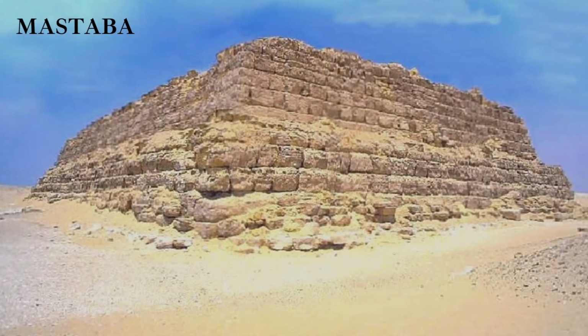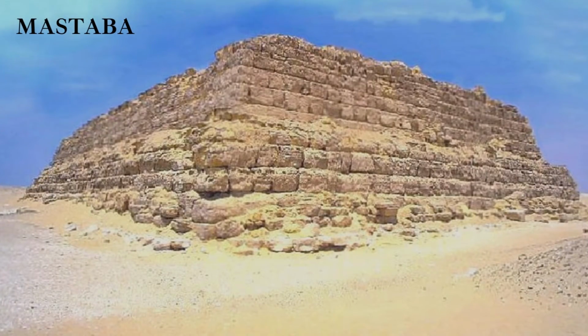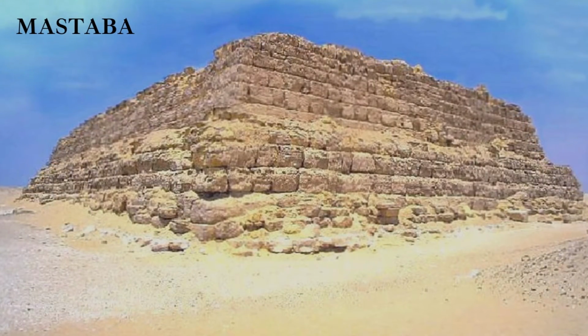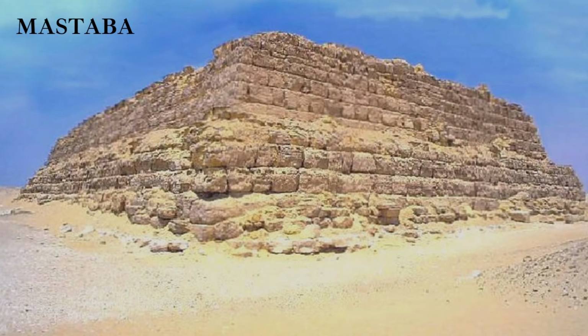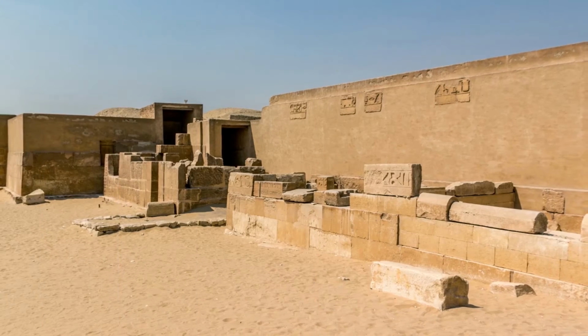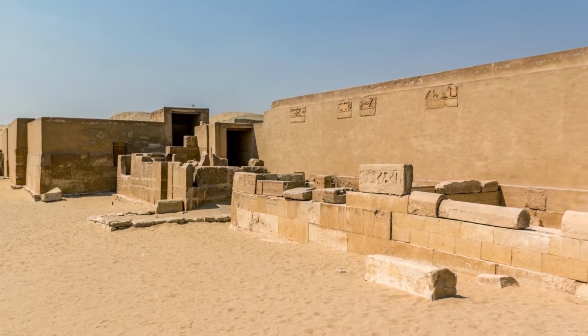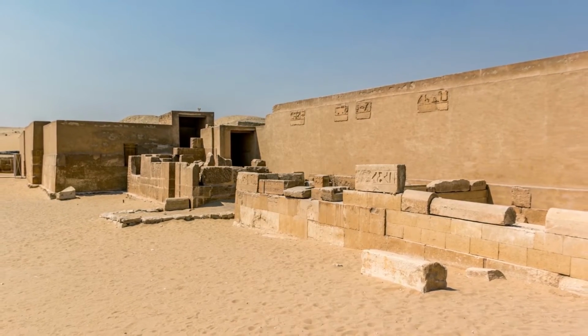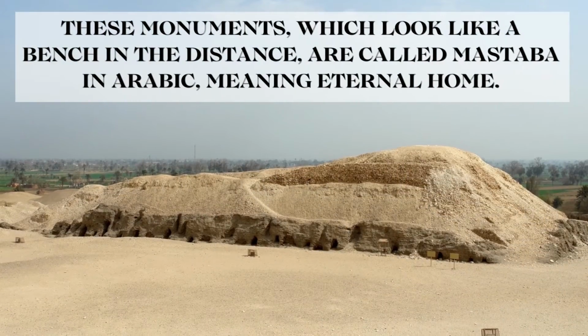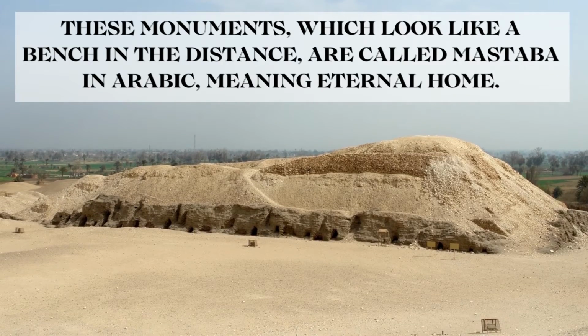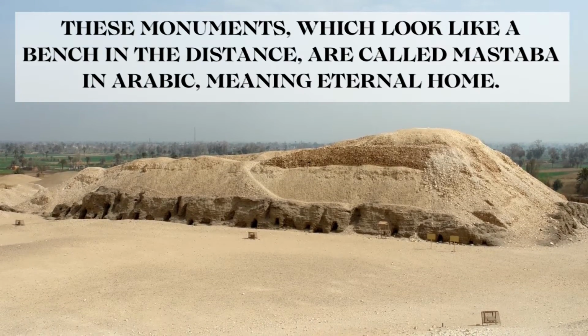A notable feature of the First and Second Dynastic periods was the construction of mastabas over the tombs of kings and nobles. A brick platform-like structure standing high above the tombs was called a mastaba. These monuments, which look like a bench in the distance, are called Mastaba in Arabic, meaning eternal home.